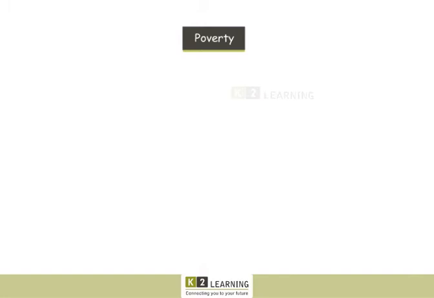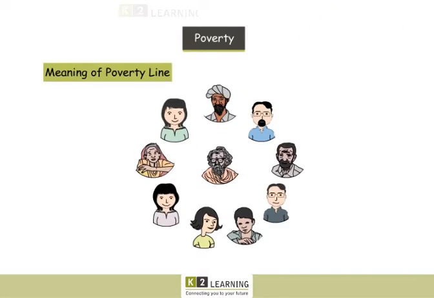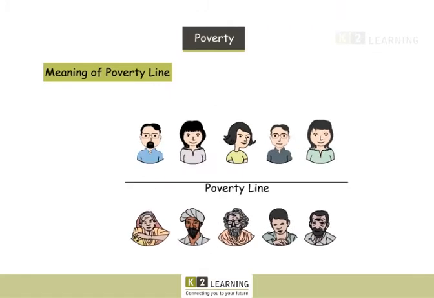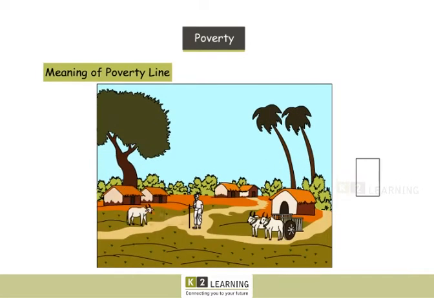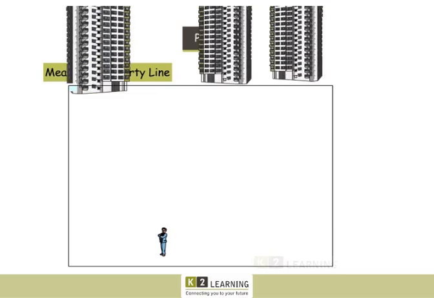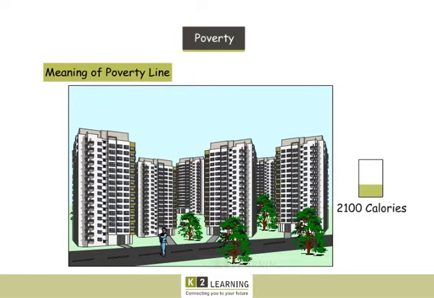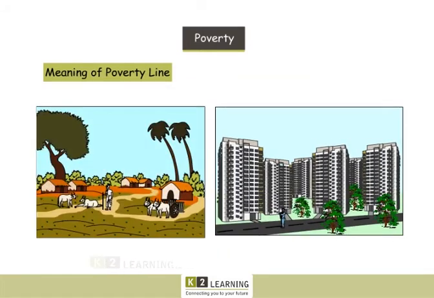Now, let us understand the meaning of poverty line. It refers to the cutoff point which divides the population as poor and non-poor. A person living in a rural area must consume minimum 2,400 calories per day, and a person living in urban areas must consume 2,100 calories. If a person consumes less than this, he is considered to be poor.